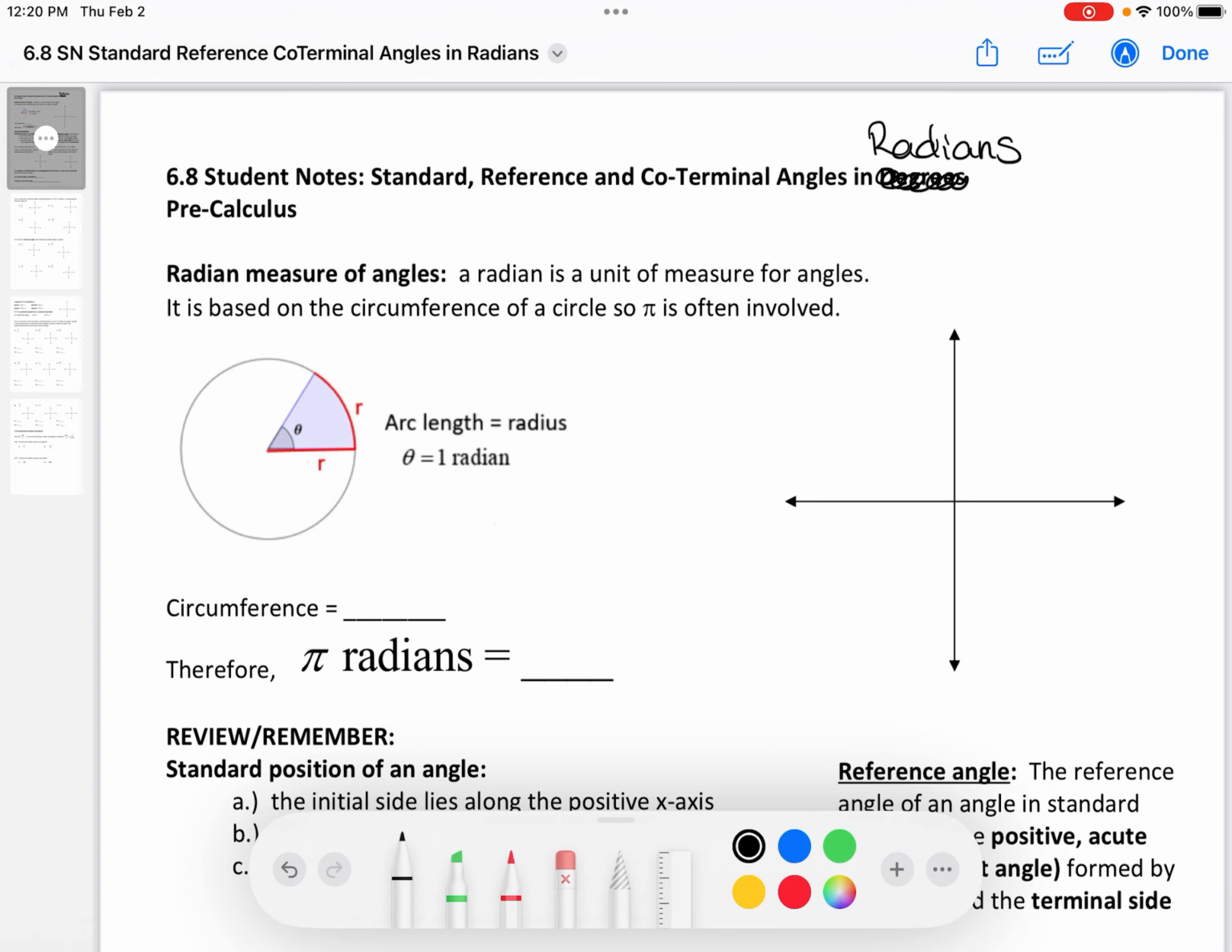Okay, you will want your paper copy of the unit circle for this lesson. We're going to label the other side of it, so give yourself a minute to find that if you need to.